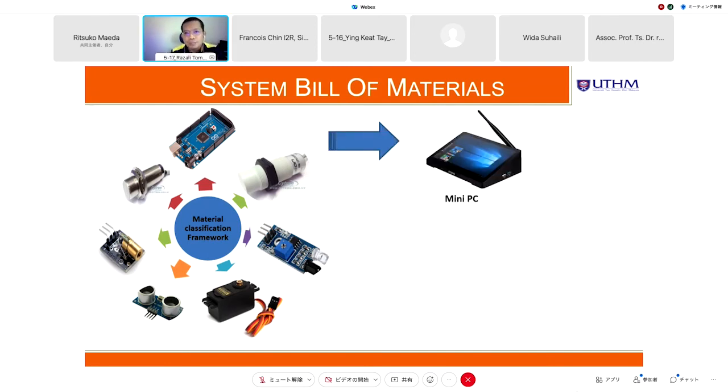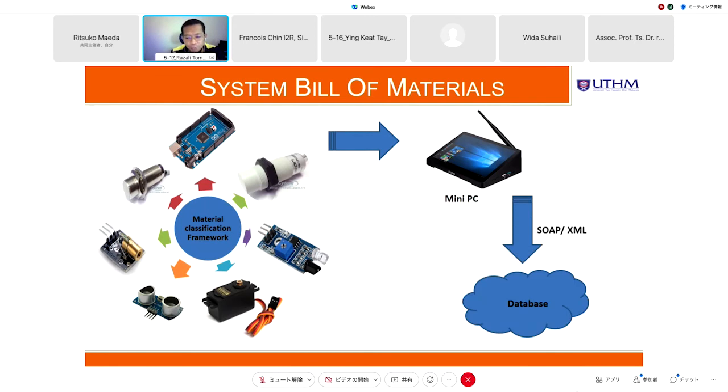Once everything is in line and good, it will send the log to the mini PC. The mini PC will transmit all the information to the database. For this case, we use the SOAP protocol, Simple Object Access Protocol, and for the payload, we use the XML type of payload.